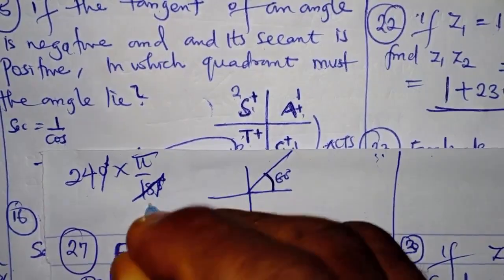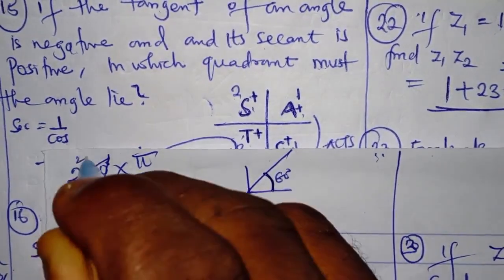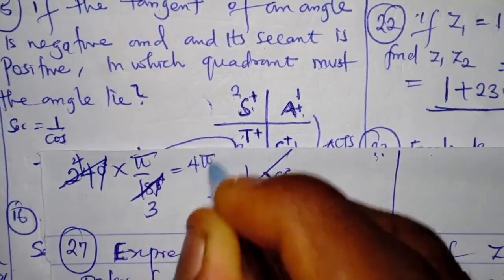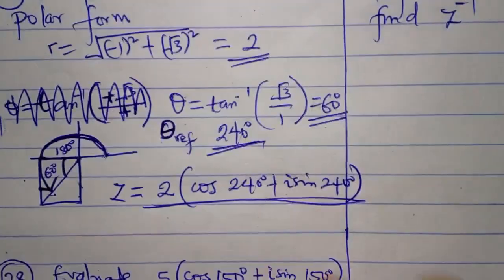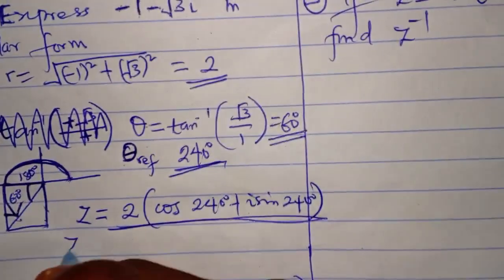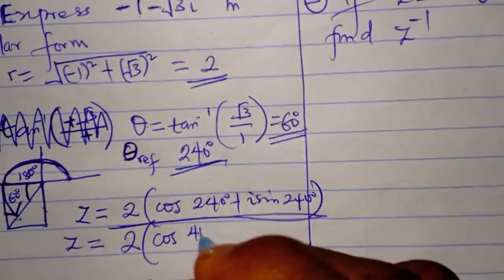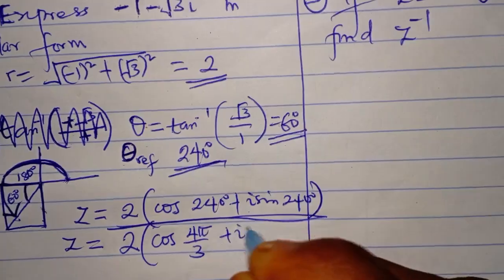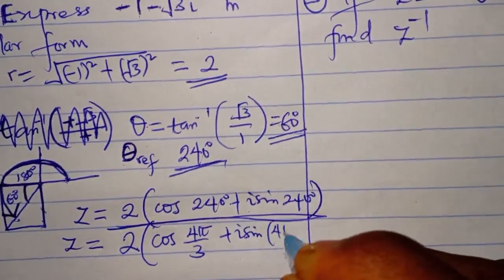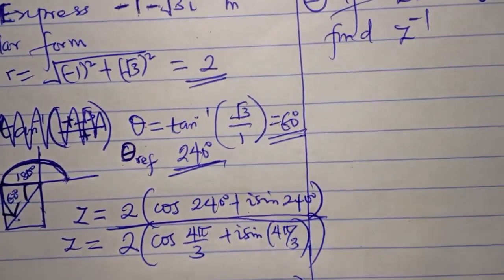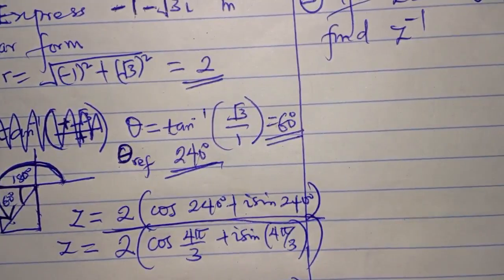6 here is 3, 6 here is 4. That will be 4 pi over 3. So we can say this is z equal to 2 into cos 4 pi over 3 plus I sine 4 pi over 3. This is the polar form of that complex number.